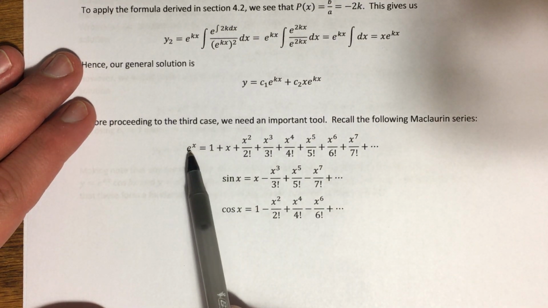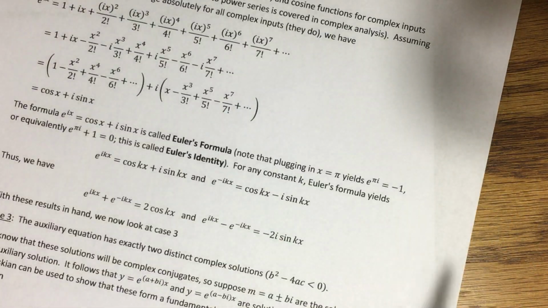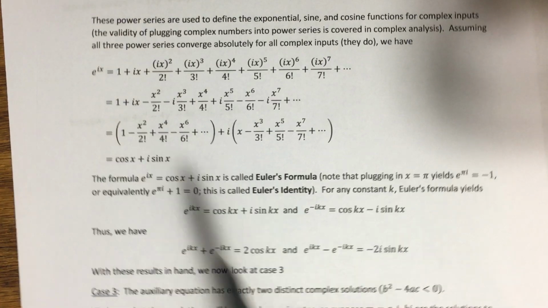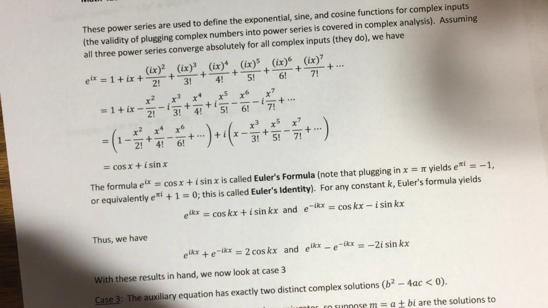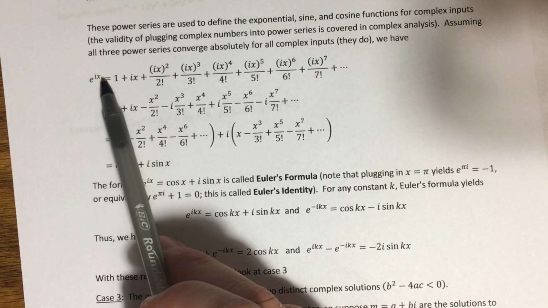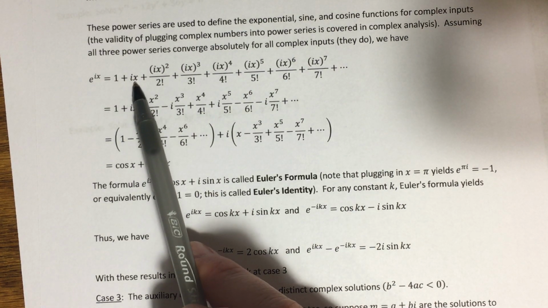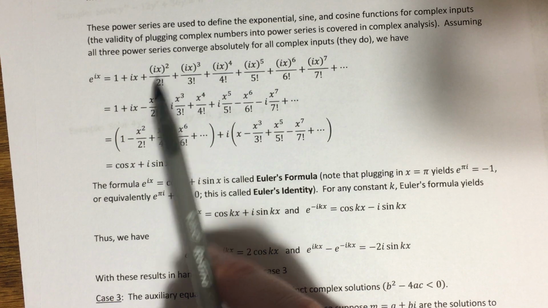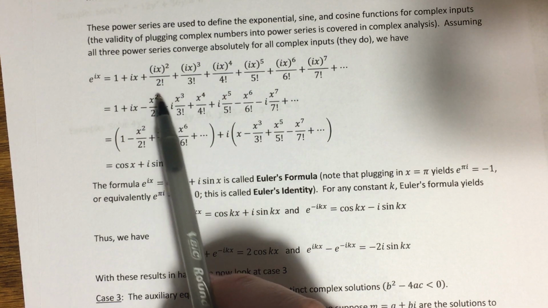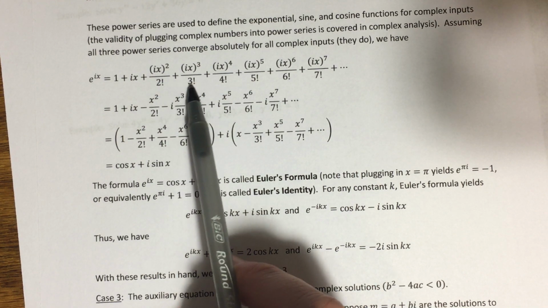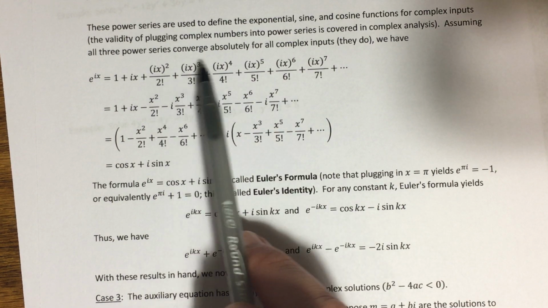I'm going to take e to the x, and I want to plug ix into its Maclaurin series. I have my Maclaurin series on the previous page, so what would e to the ix look like? Well, it would be 1 plus ix instead of x, plus (ix) squared over 2 factorial instead of x squared, plus (ix) cubed over 3 factorial, and so on. You see where all the i's are coming in.